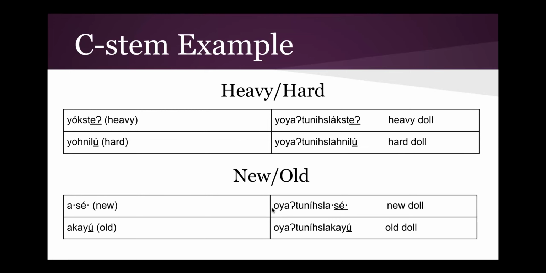And it's the same for the new and the old. This O becomes our pronoun. Hoyat dunislas. Hoyat dunislaze. It's a new doll. Hoyat dunislagai. Hoyat dunislagayu. It's an old doll.